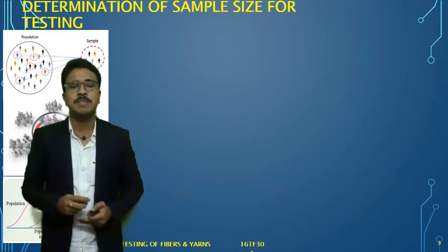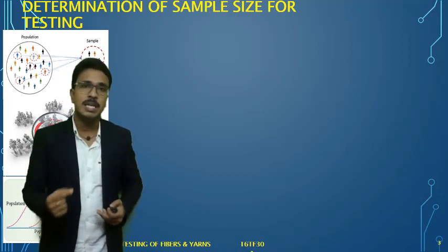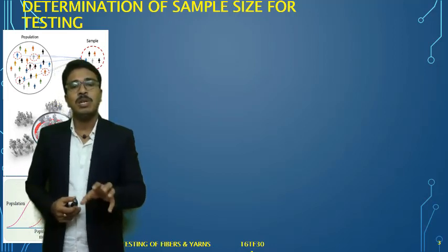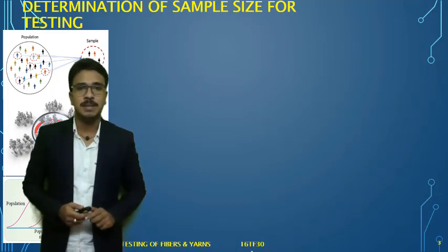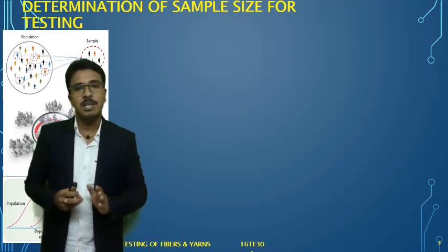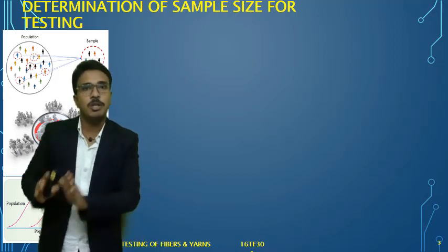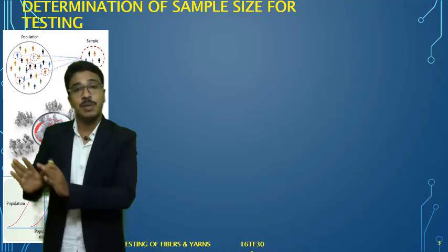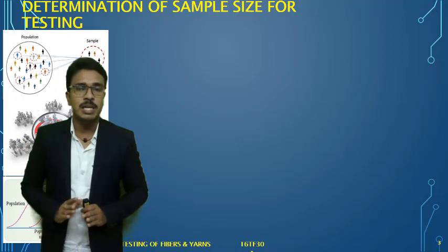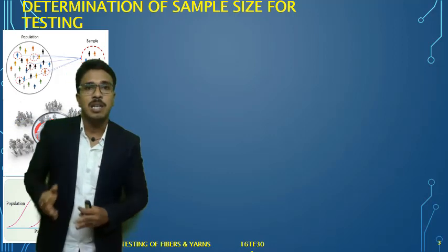By looking at this statement, what you can understand, determination of sample size for testing. That means you have to do the testing and what is the sample size you are taking? Say for example, if there is 1000 kgs of yarn you have produced, now you have to test the yarn quality. Say for example, you have to test the yarn strength of the 1000 kgs.